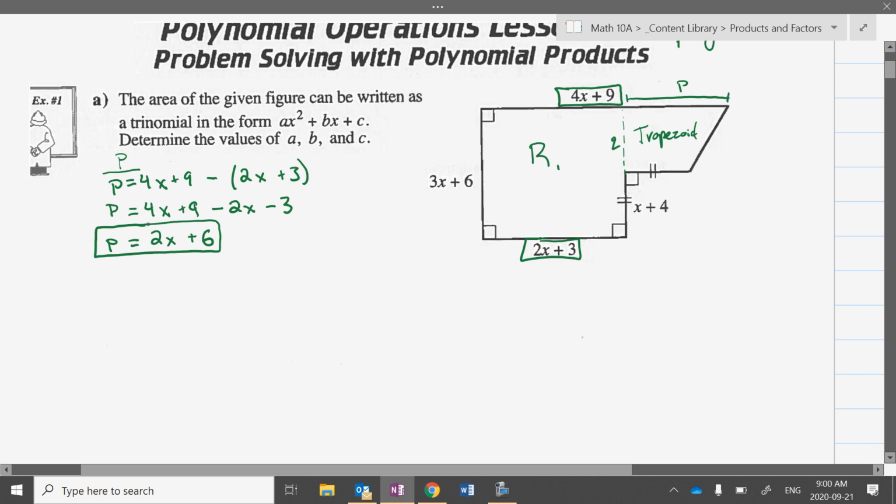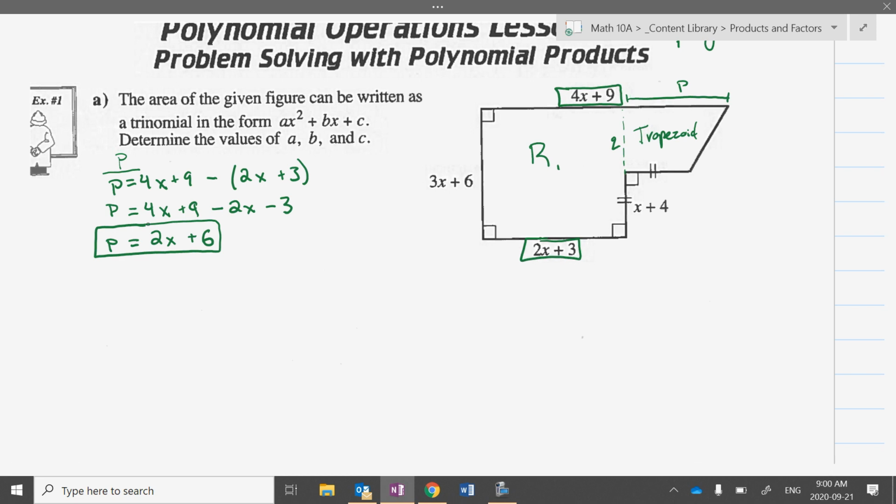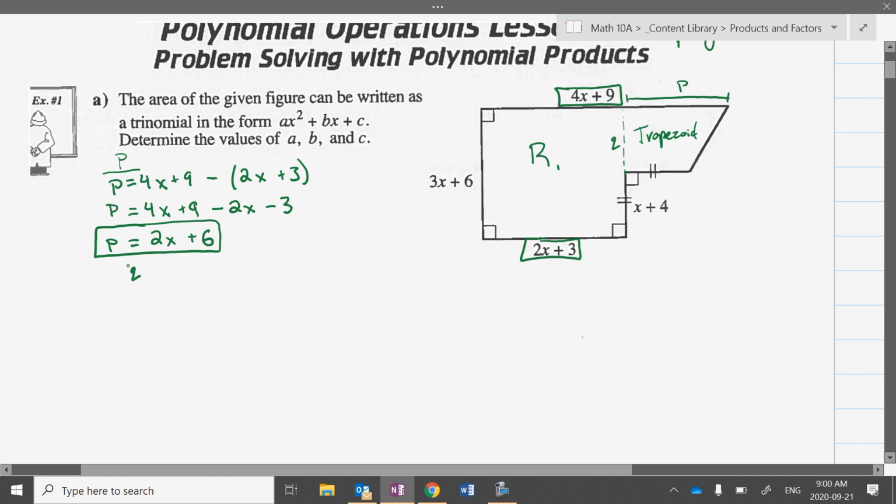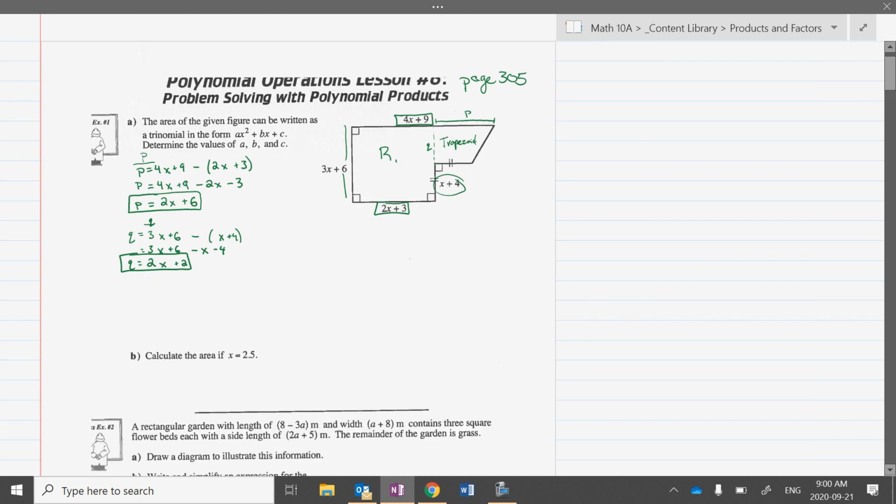Side Q. How do I figure out that? Go ahead, Khalil. You subtract x, or you subtract 3x. Oh no, subtract x plus 4 from 3x plus 6. Good, right on. So this is my whole side. I'm going to take away this chunk, and I'm left with my Q chunk. So I get 3x plus 6 minus, in brackets, x plus 4. Distribute my negative through. So 3x minus x leaves me with 2x. 6 minus 4 leaves me with 2. So we had to do all of that work just to solve for our unknowns.